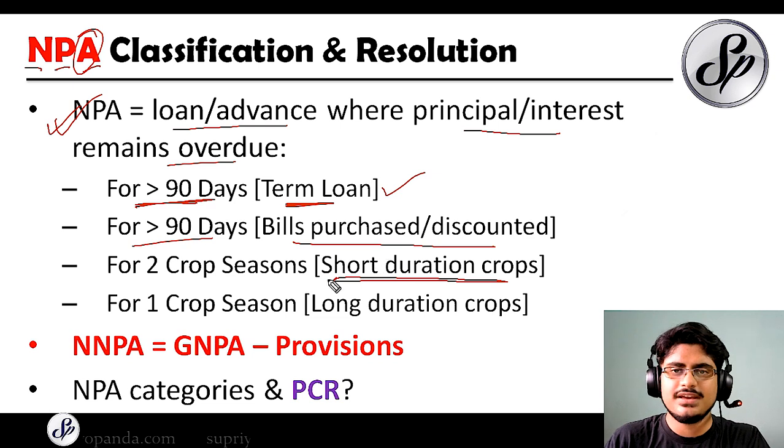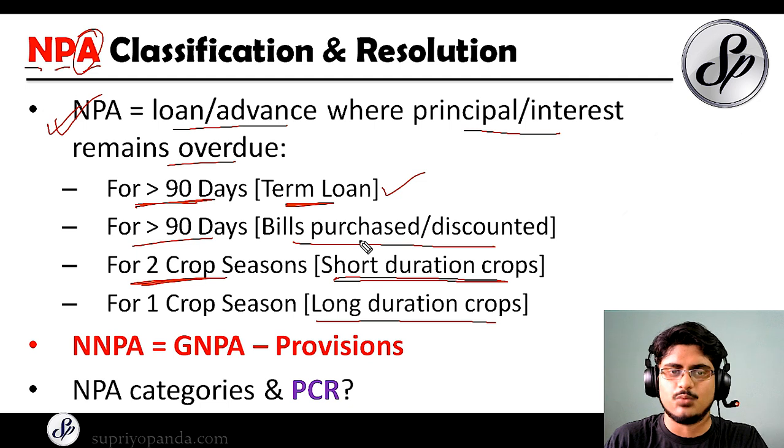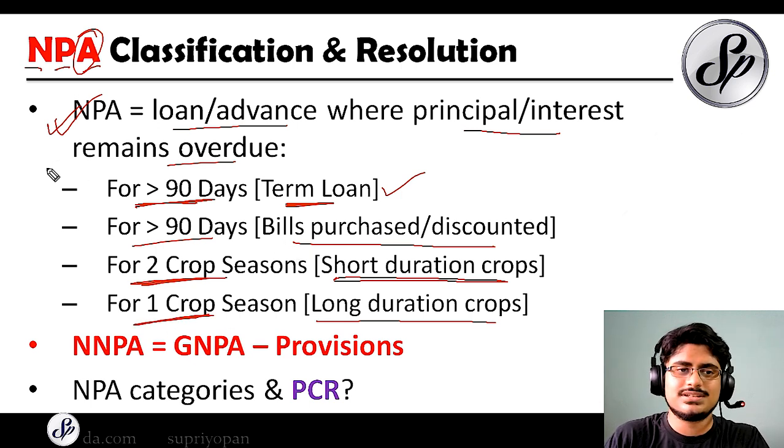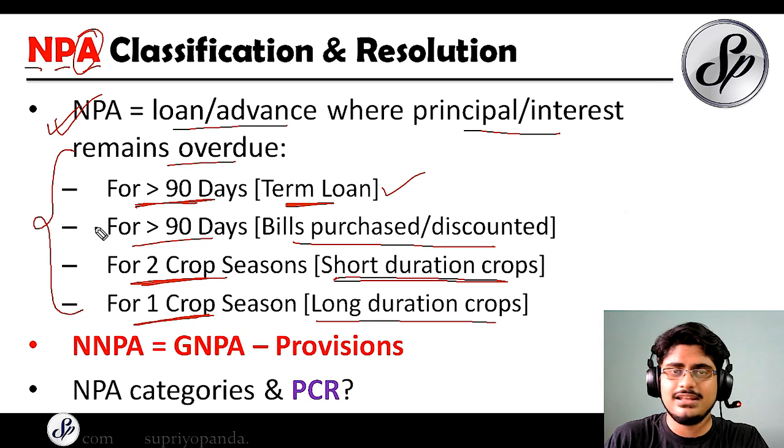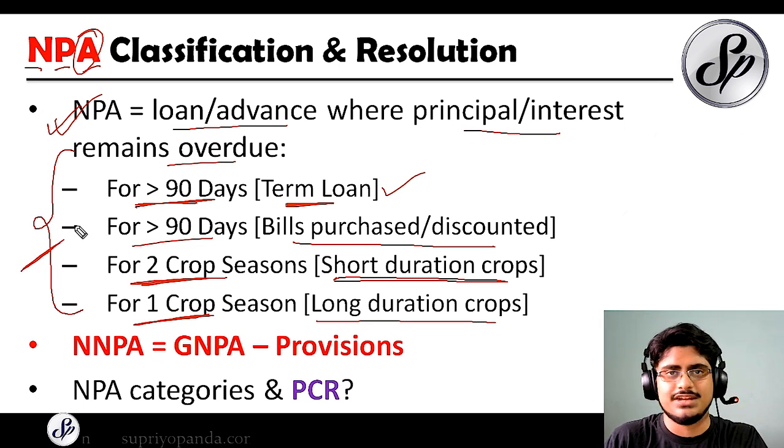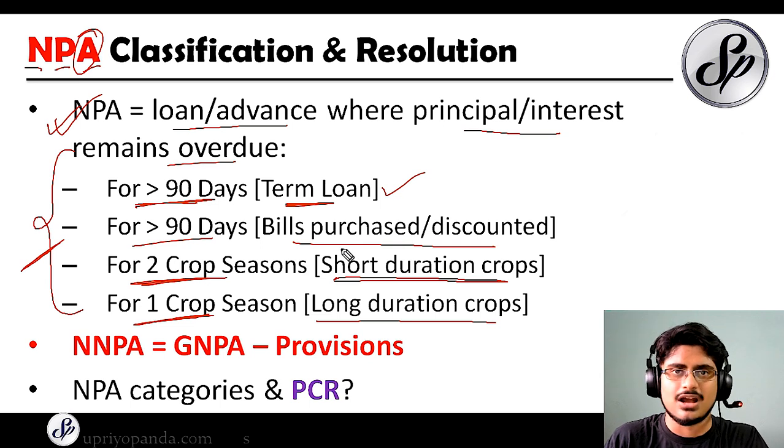So you can have 2 or 3 seasons in one particular year itself. For those, if the principal or interest is overdue for 2 crop seasons, then they are called NPA. And in case of a long duration crop, which takes a long time and which in a year you can only sow once, if your principal or interest is overdue for 1 crop season, then you can call them an NPA. Now this is extremely important, vitally important. So remember all of these differences and the different ways in which you can call any account an NPA.